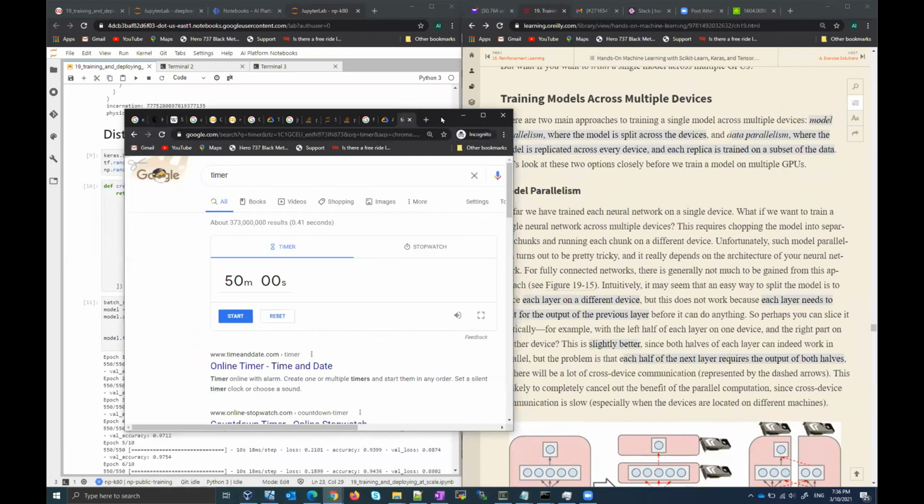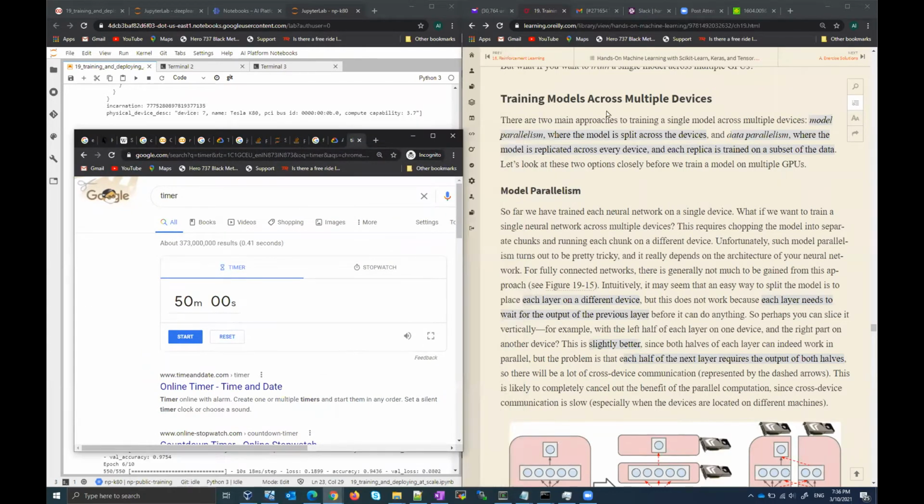And we can start reading from training models across multiple devices. That would be page 701 in the book. And we can try to get to the end of the chapter. Let's see how it goes.